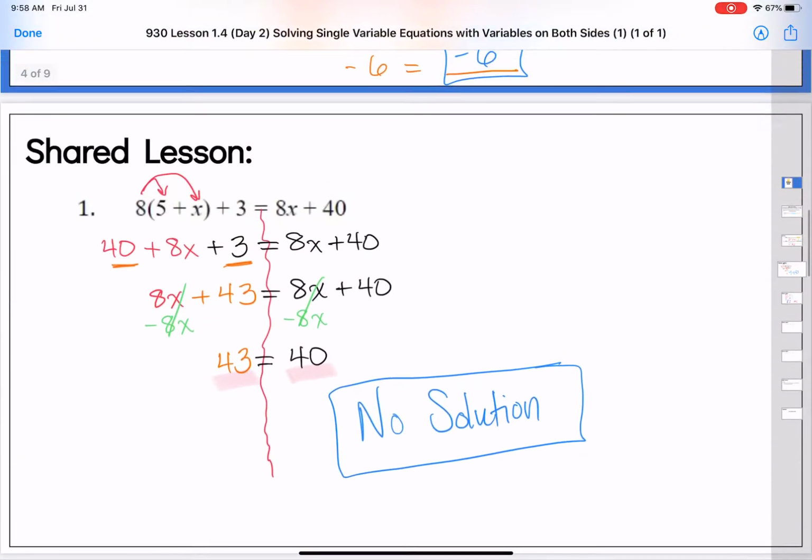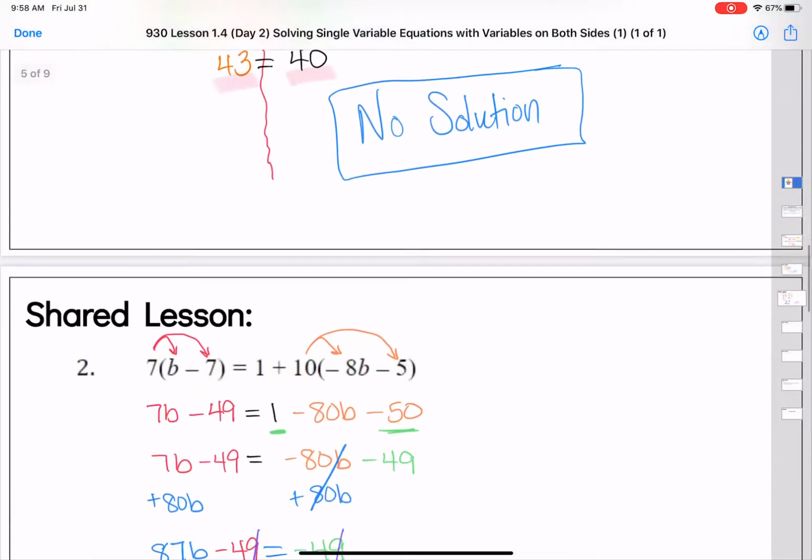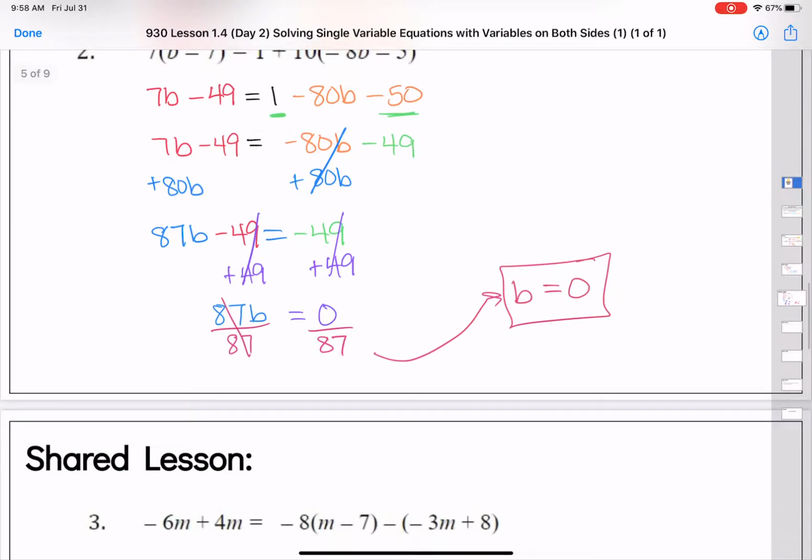So notice the difference between the last one and this one, right? On the last one, no more variables. I had just 43 equals 40. That's when it was no solution. On this one, I still had the b there. That's why I had to divide by 87, and I got b equals 0.